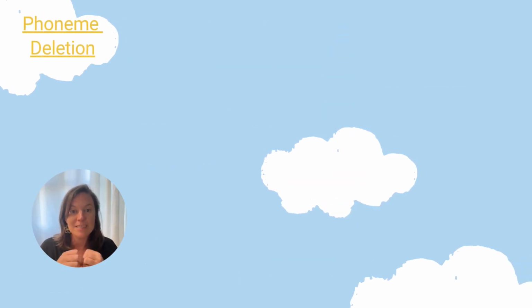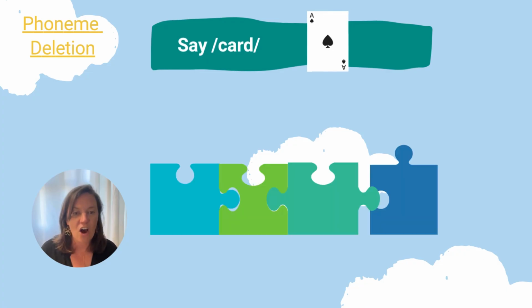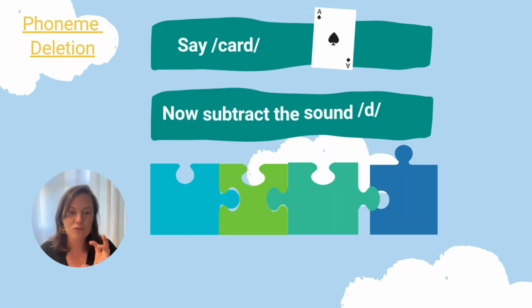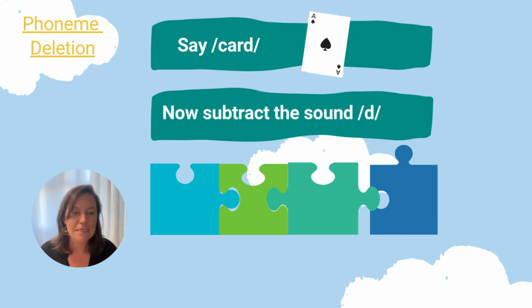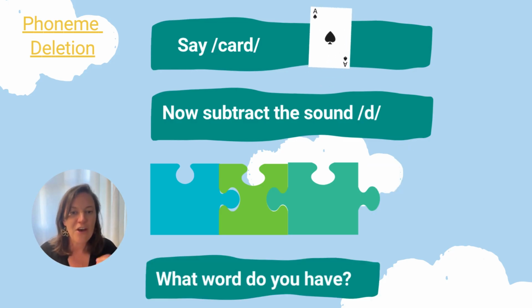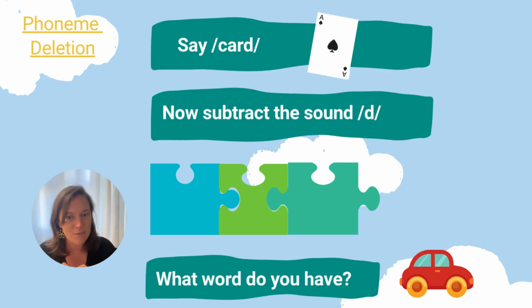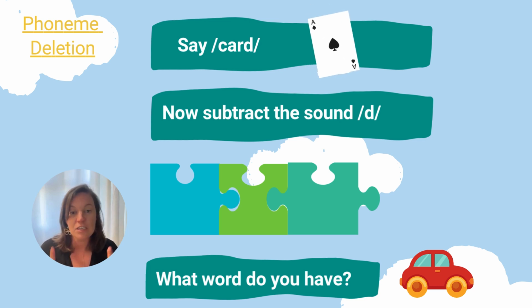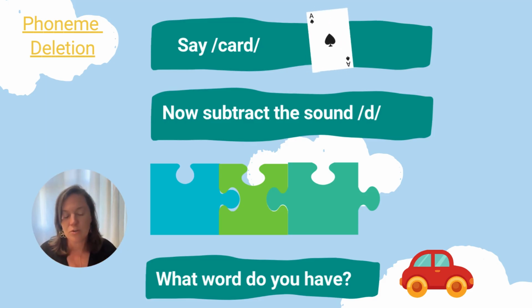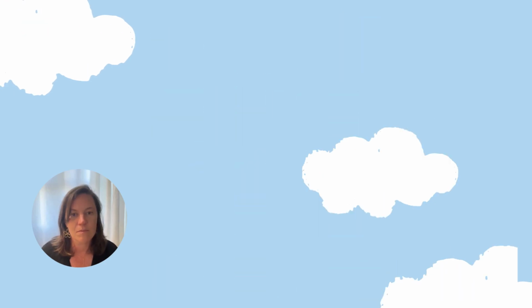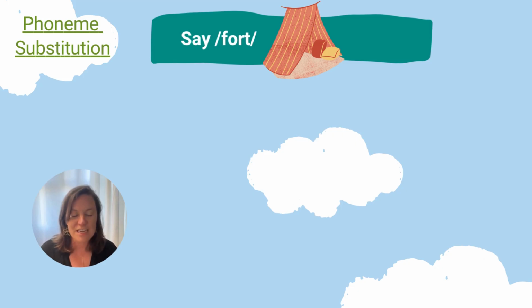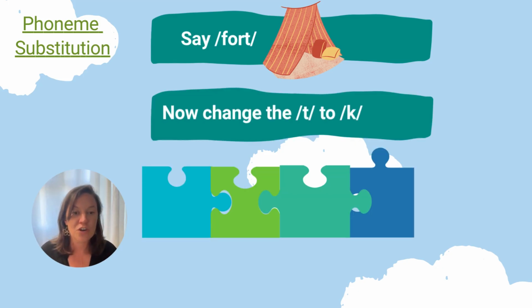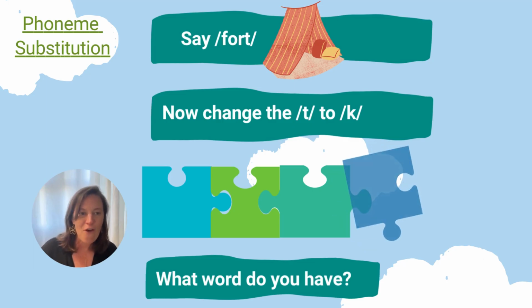Now we'll do phoneme deletion. Say card. Now subtract the sound d. What word do you have? Car. Notice I'm using images here. I haven't put any letters in front of our students. So when I have a slash around the letter, that means we're only listening to the sound. We aren't showing students any letters. Phoneme substitution. Say fort. Now change the t to k. What word do you have? Fork.